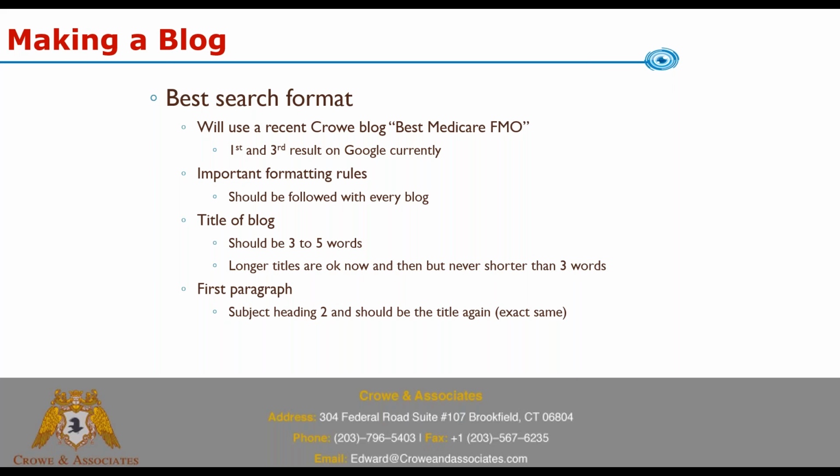Maybe. But it works. So every time you have a paragraph, remember, you need a subheading, a subject heading prior to that paragraph. So your first subject heading is going to be the exact name of your blog, and it's going to be a subject heading 2 on WordPress. It's very large, and it's going to match exactly with the title of your blog.